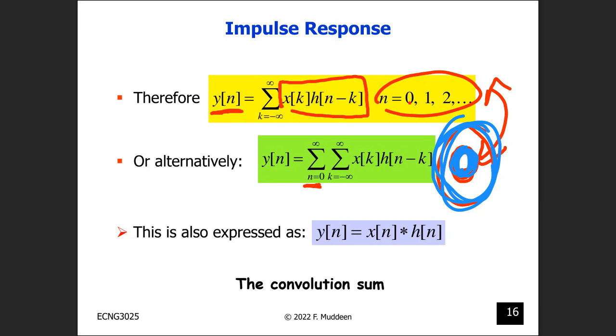We can also express this in this form, which is now what we know as a convolution sum. So the input-output relationship of a discrete time system is the convolution of the sequence coming in and the system impulse response.